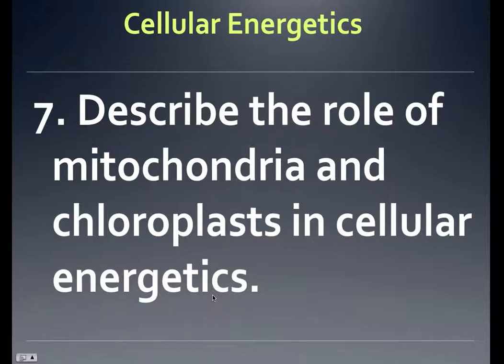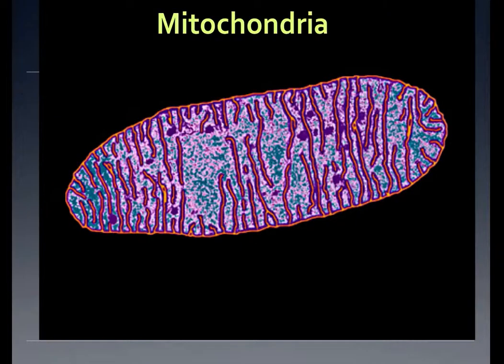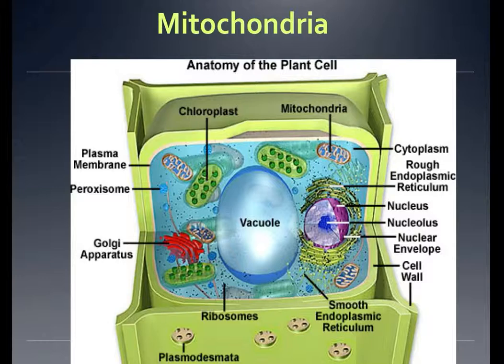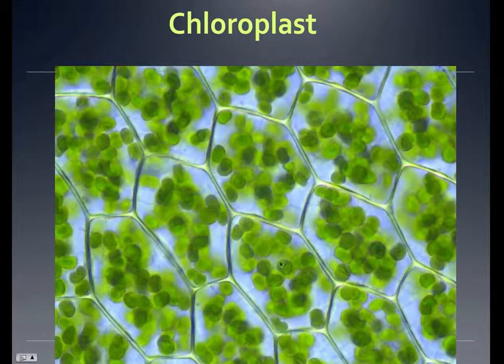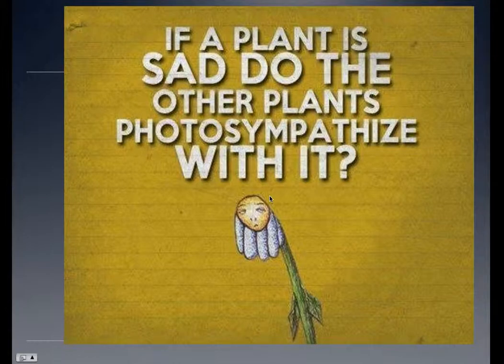Describe the role of mitochondria and chloroplasts in cellular energetics. Well, the mitochondria is where respiration occurs. And I happen to show a plant cell here, and even though it has chloroplast, there's still mitochondria. So mitochondria, where aerobic cellular respiration occurs. I'm not going to ask you where fermentation occurs, but actually fermentation occurs in the cytoplasm. And then what about chloroplasts? Well, you should know by now that these green chlorophyll-filled structures is where photosynthesis occurs.